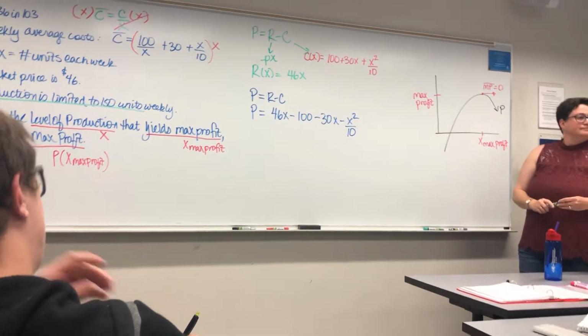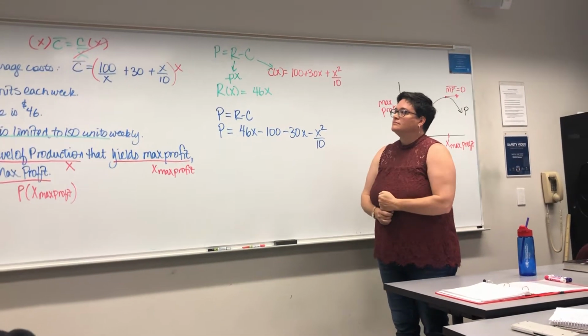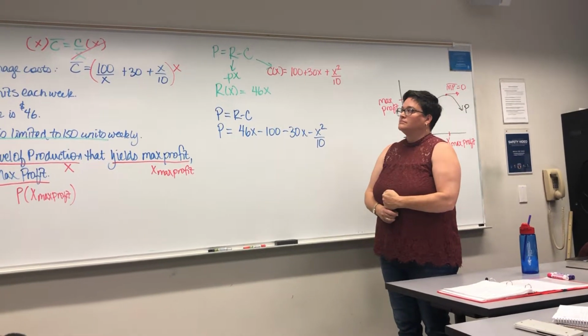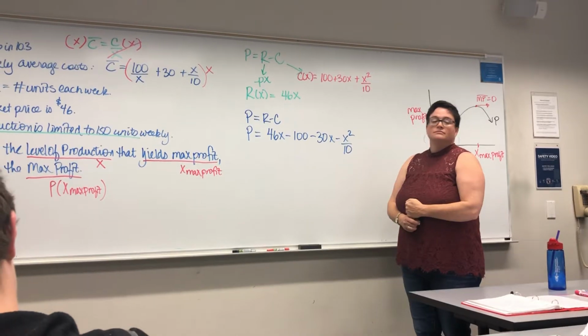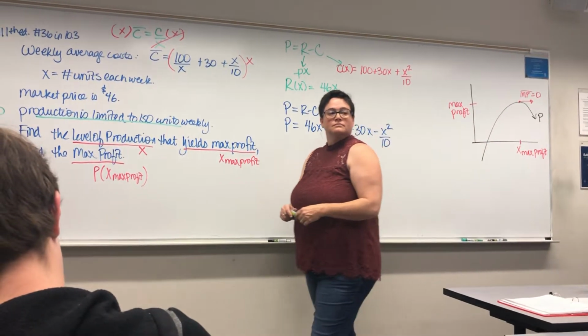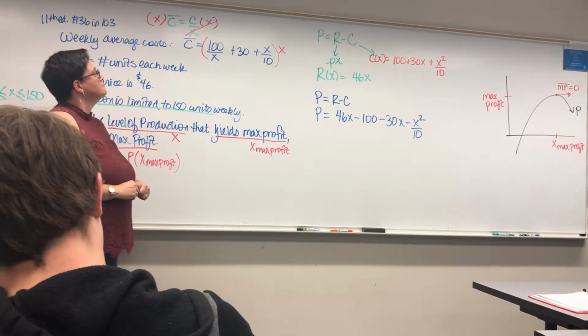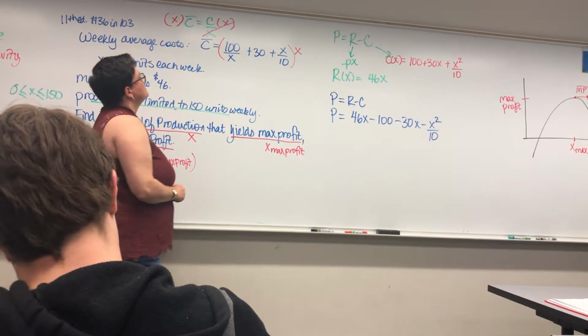Can I ask you a question? When you said weekly average cost is cost over x, and you put x, all that junk, and then you got x out there, shouldn't there be an x on the other side where the average cost is, with a C over X?